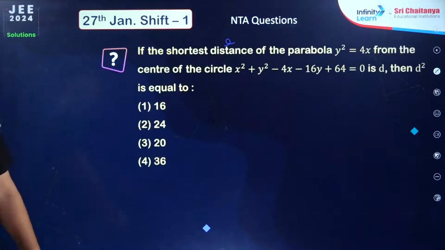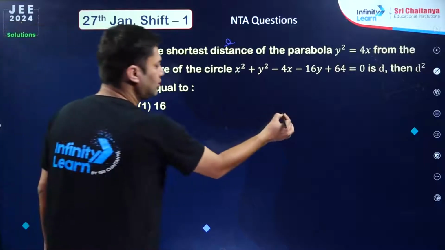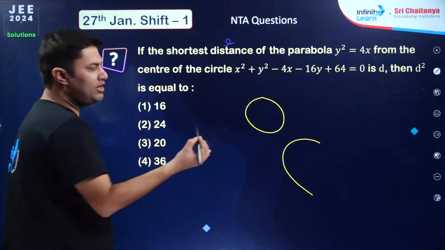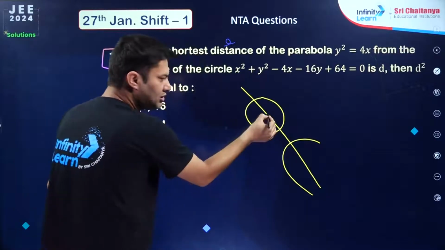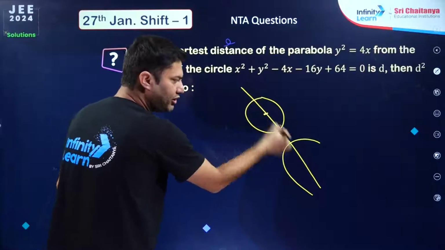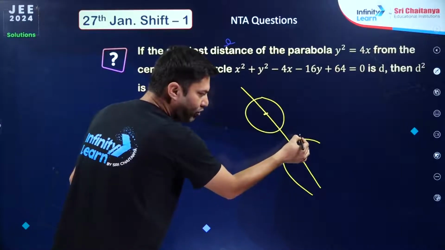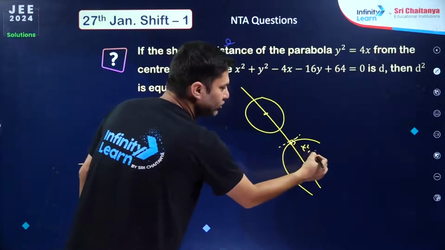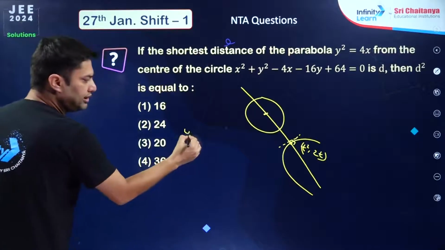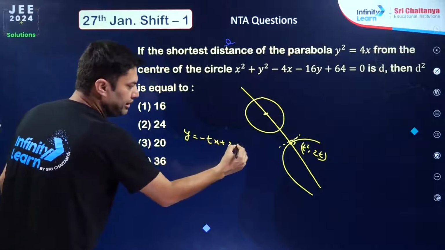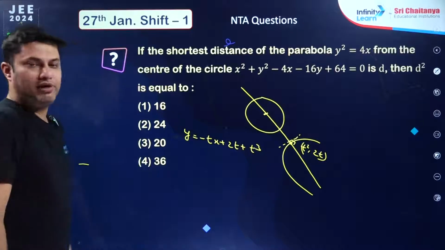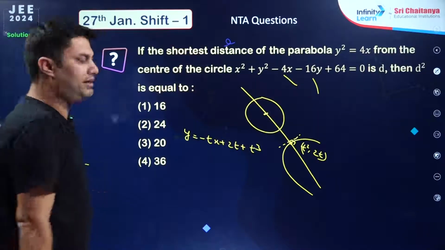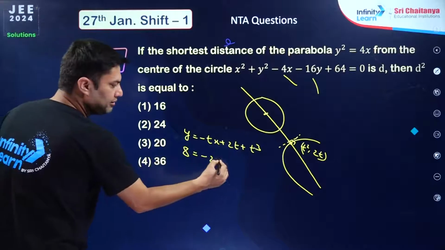The shortest distance of the parabola from the center of the circle. So if this is the circle and this is the parabola, the shortest distance will always be along the common normal. That means the normal is the line passing through the center of the circle and also normal to the parabola, or you can say perpendicular to the tangent. Okay. So let's say this point is at squared comma 2at. And you should know the normal equation to the parabola at this point. And this normal at this point will pass through the center of the circle, which is 2 comma 8. So it will pass through 2 comma 8.